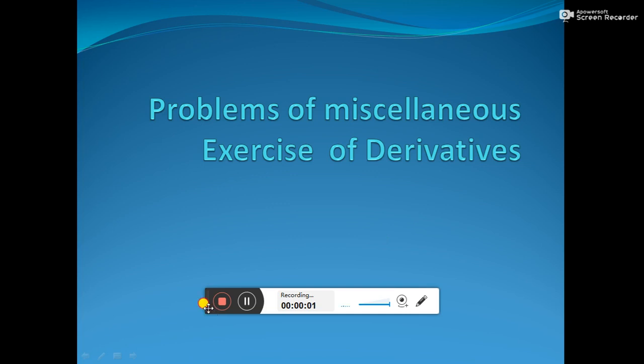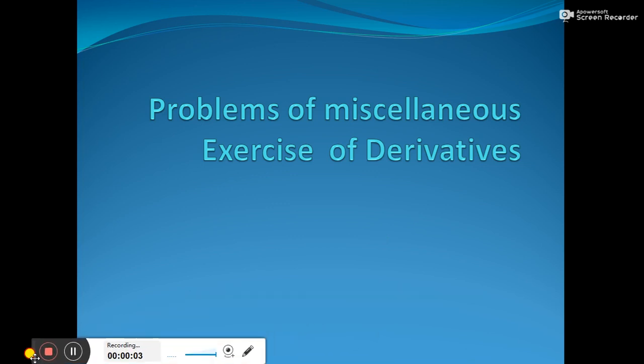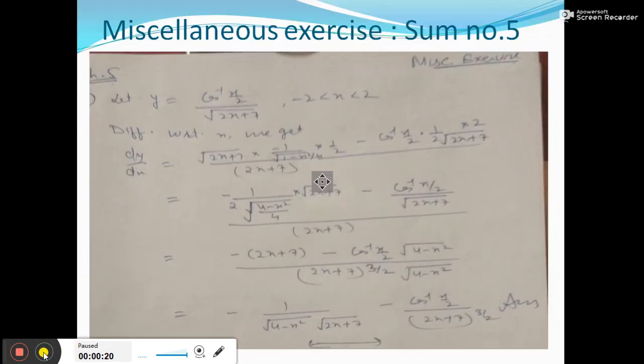Good morning, students. Today we have to discuss some problems of the miscellaneous exercise of derivatives, because some students have asked about them, and so I am discussing them here. One is miscellaneous exercise sum number 5.